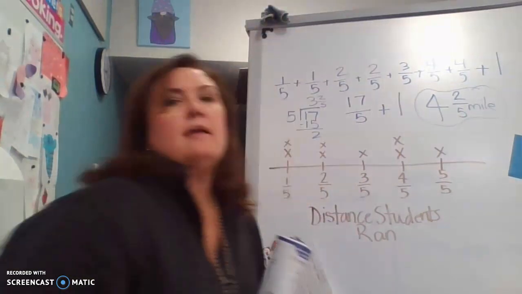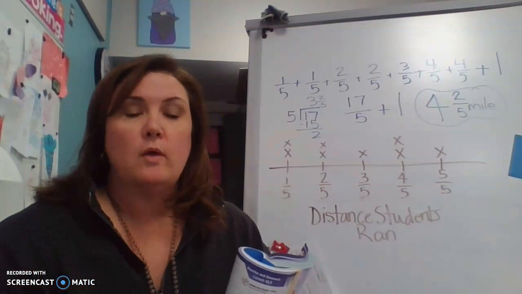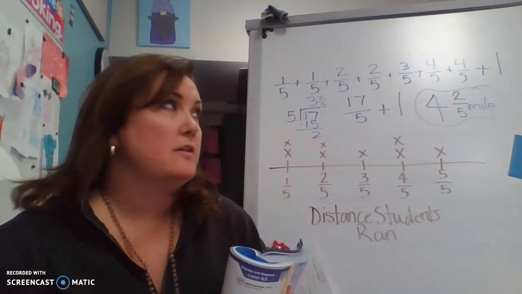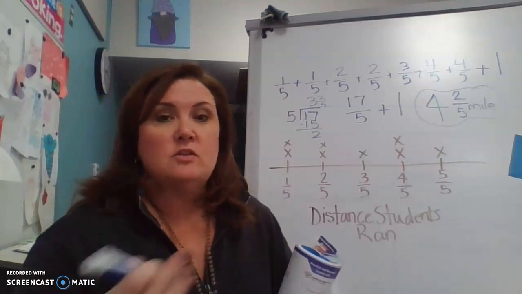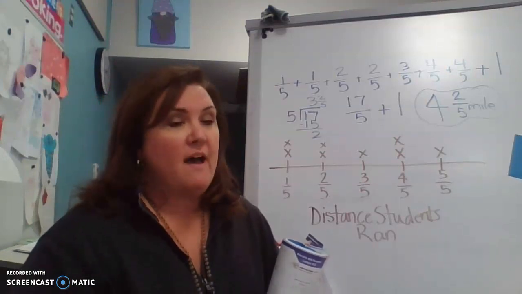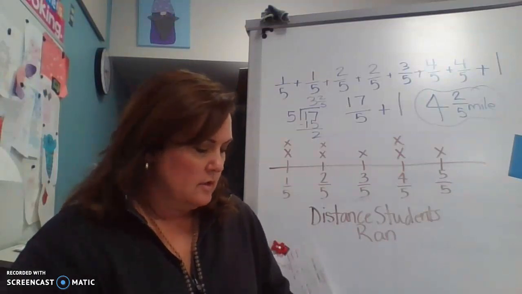We're not finished yet. The problem asks, did the class as a group run more or less than 5 miles? We can see that they ran 4 2/5 miles, so that is less than 5 miles. So the class ran less than 5 miles.